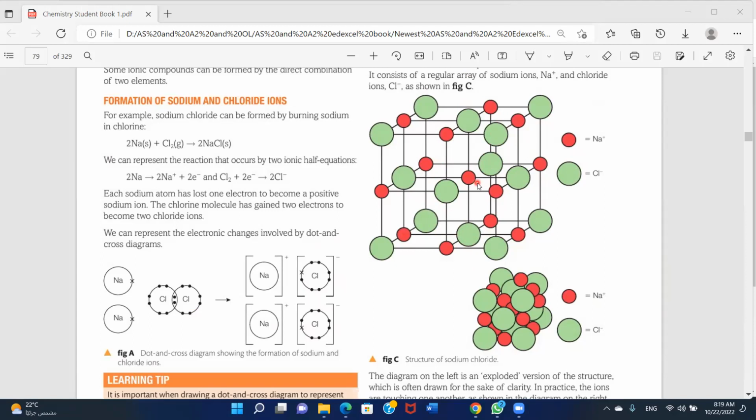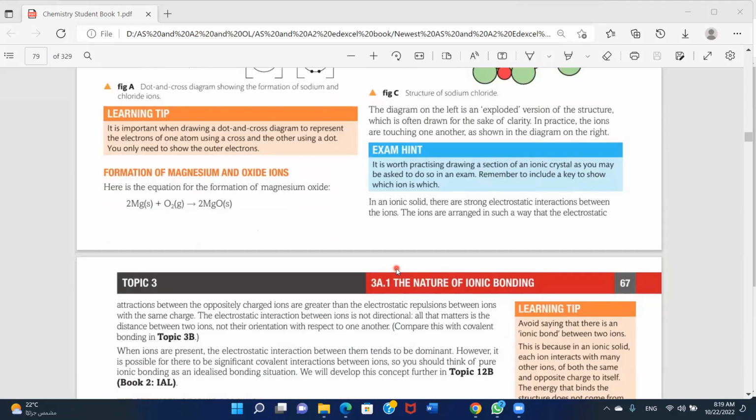So every chloride ion is surrounded by 6 sodium ions, and every sodium ion is surrounded by 6 chloride ions. This is the real form of sodium chloride. They are touching each other, not separated.